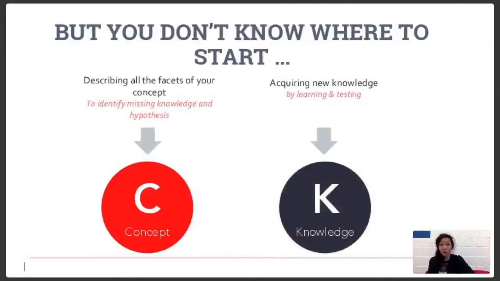It's the CK, concept knowledge. So we're going to use the intersection of the concept and knowledge spaces to identify what is missing, what we know already, and what are the different elements that we're going to work on.